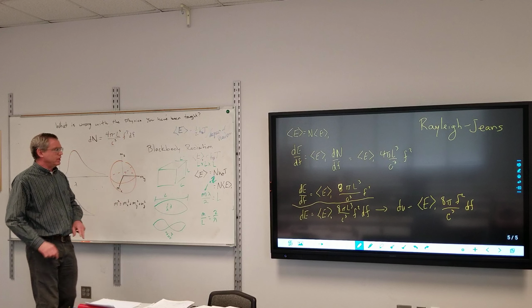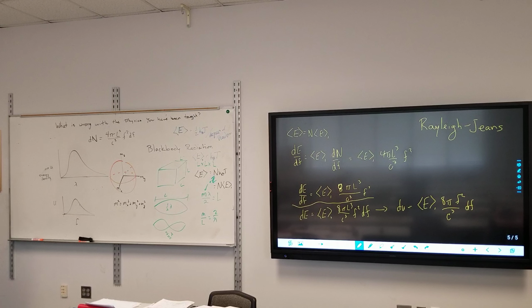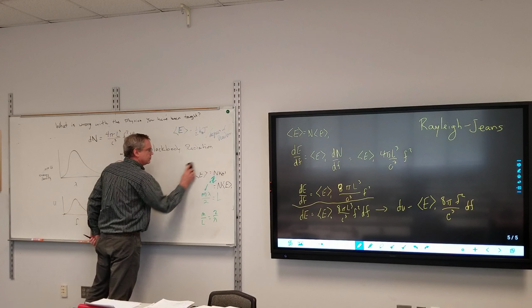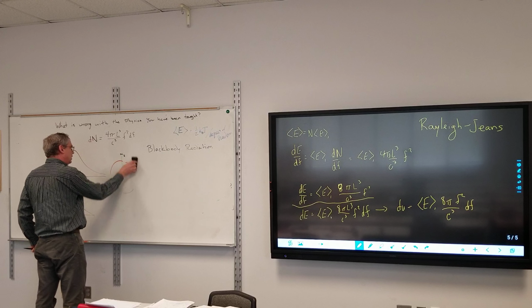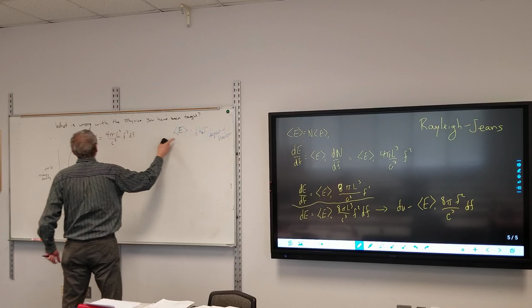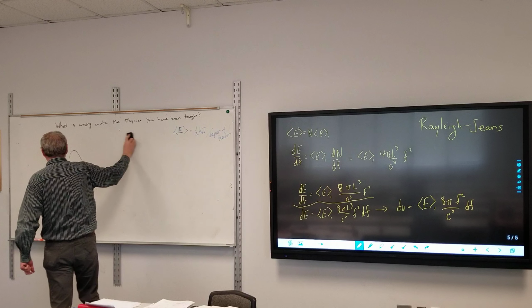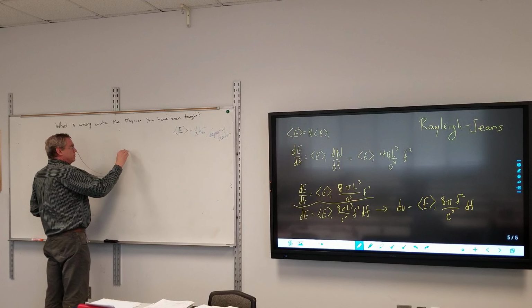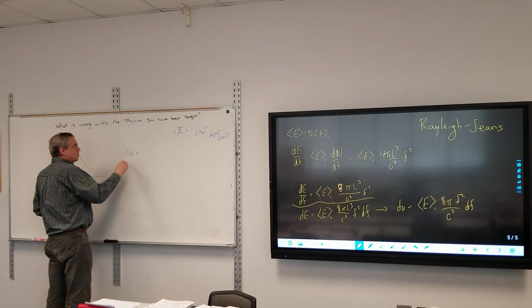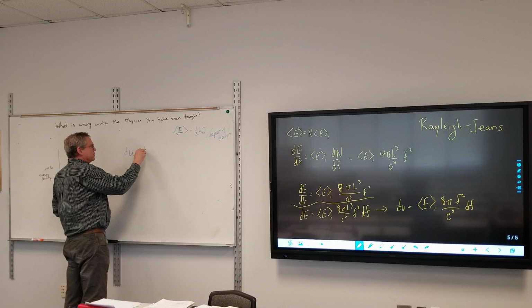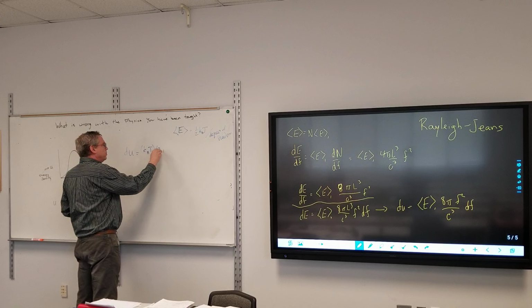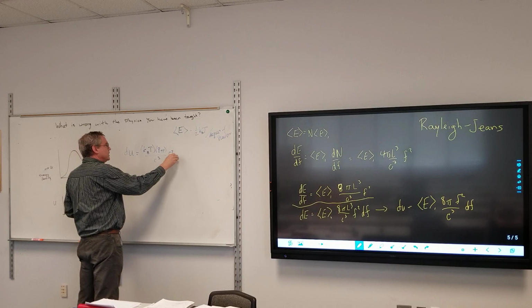So I need to erase some of this stuff. Any questions before I erase? All right. So the total energy density, I had du is equal to, I'll just go ahead and stick the kT in there, kT times 8 pi over c cubed f squared df.